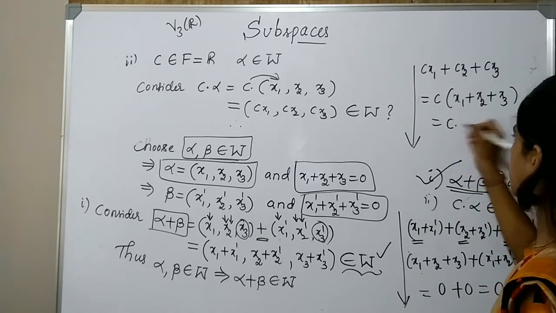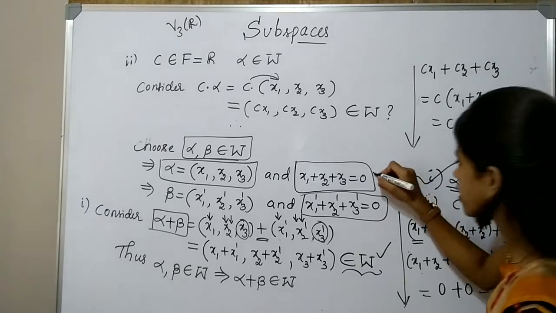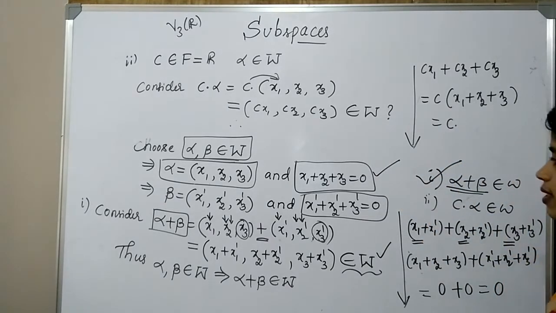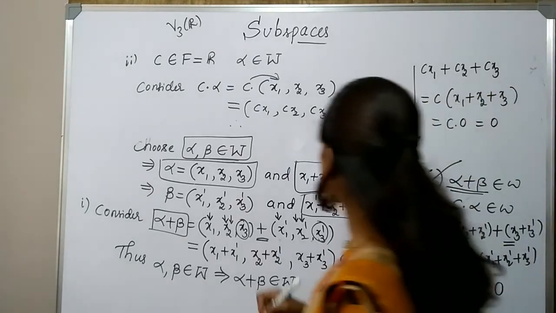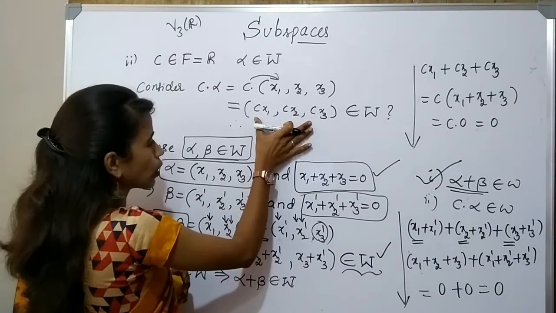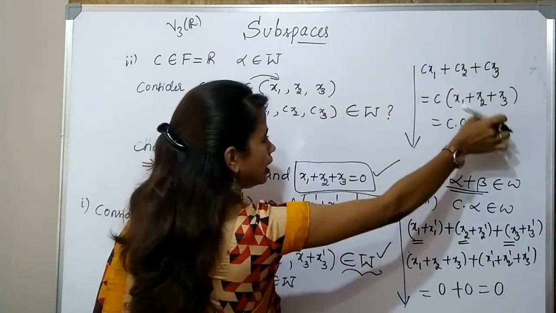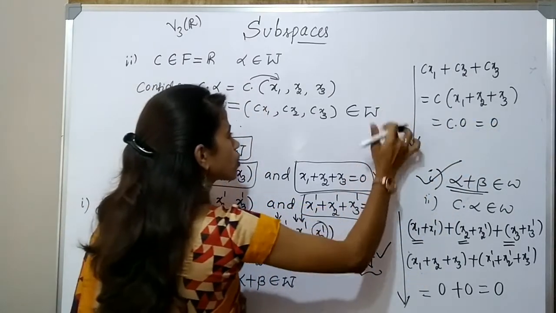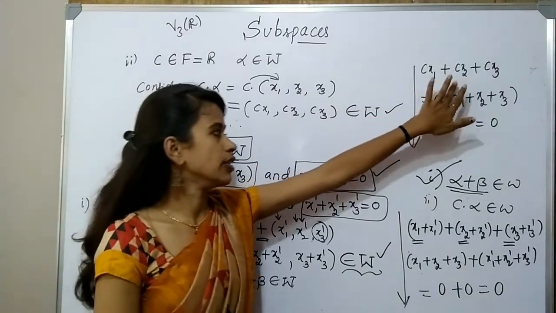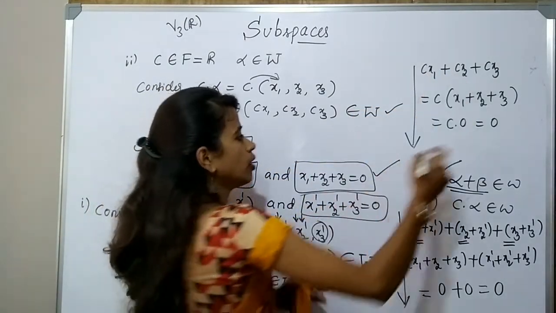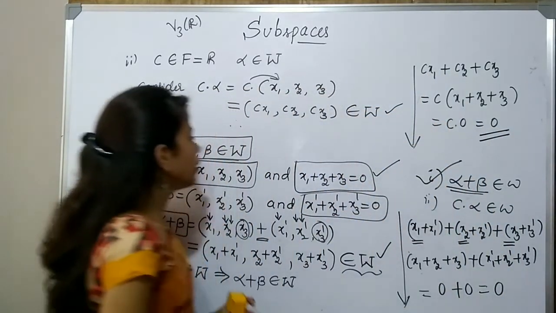Here c is common, taking c outside: c(x1 + x2 + x3). So what is this value? x1 + x2 + x3 is equal to 0. So c·0 is 0. Therefore, this looks like a triplet and also satisfies this condition. So clearly it belongs to W. In the exam, you must write this. Okay, this is important.